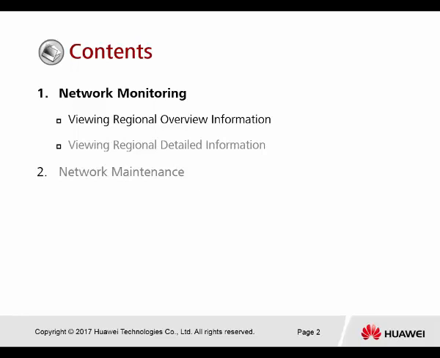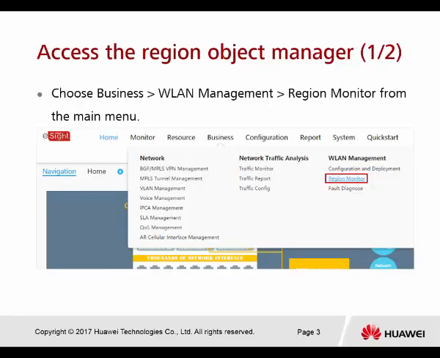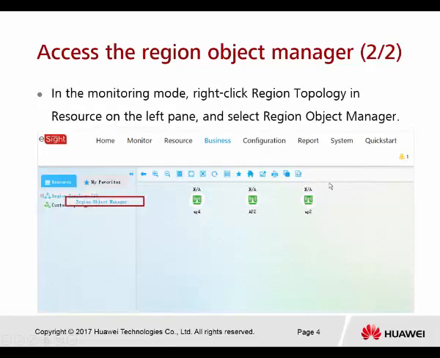So we begin with viewing regional overview information. Access the region object manager. We can first go to the business, and then we look for the WLAN management. This is the place, the region monitor. So we click on this one first, and it will bring you to another page.